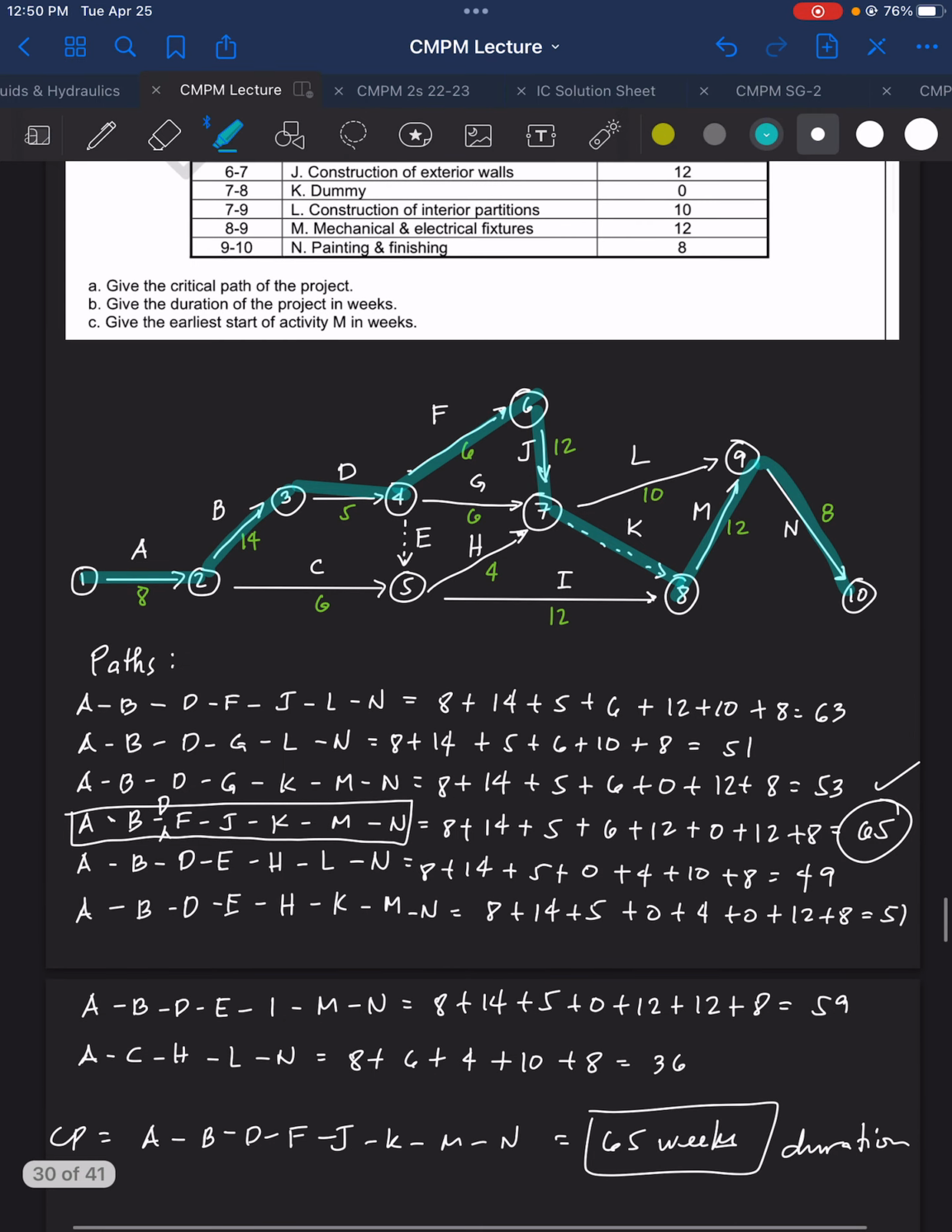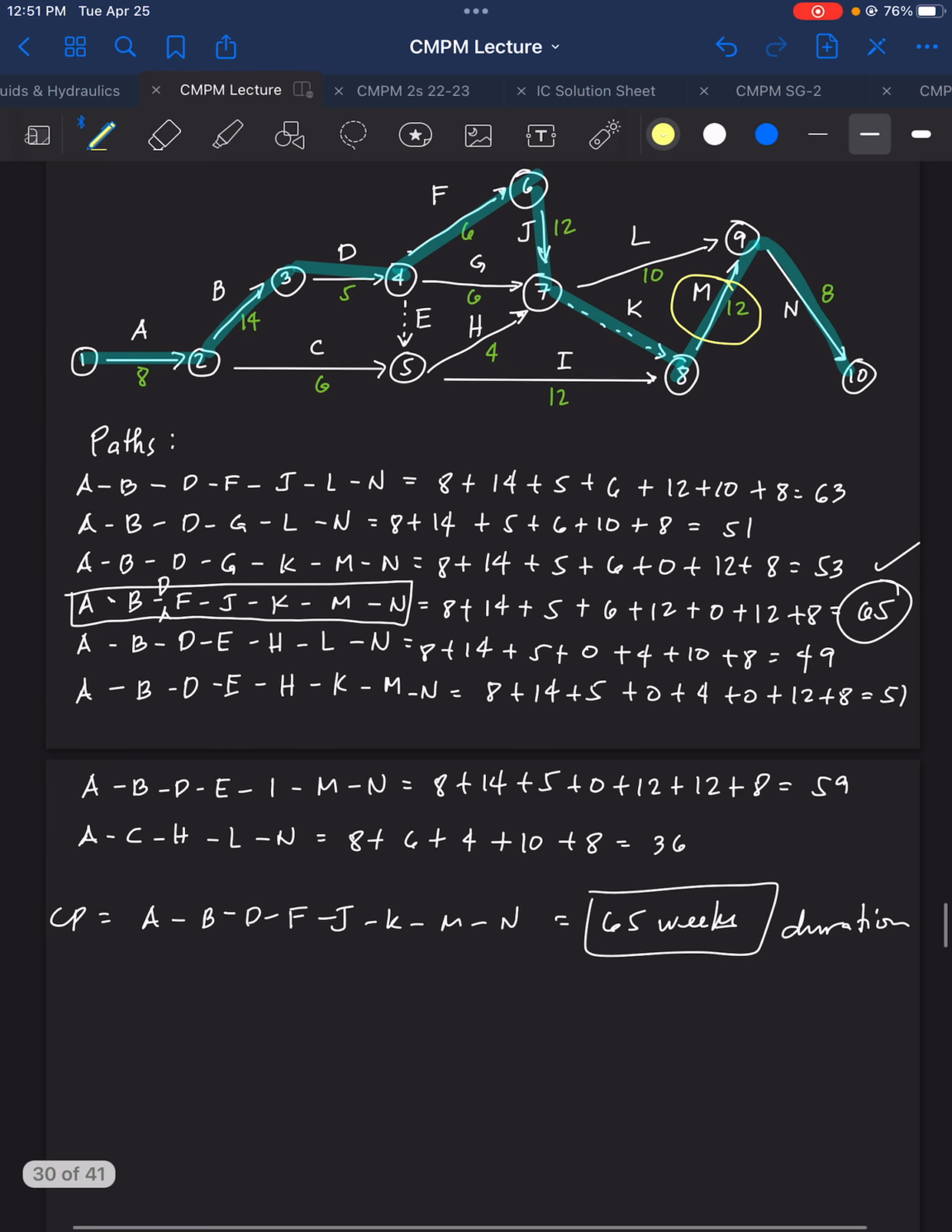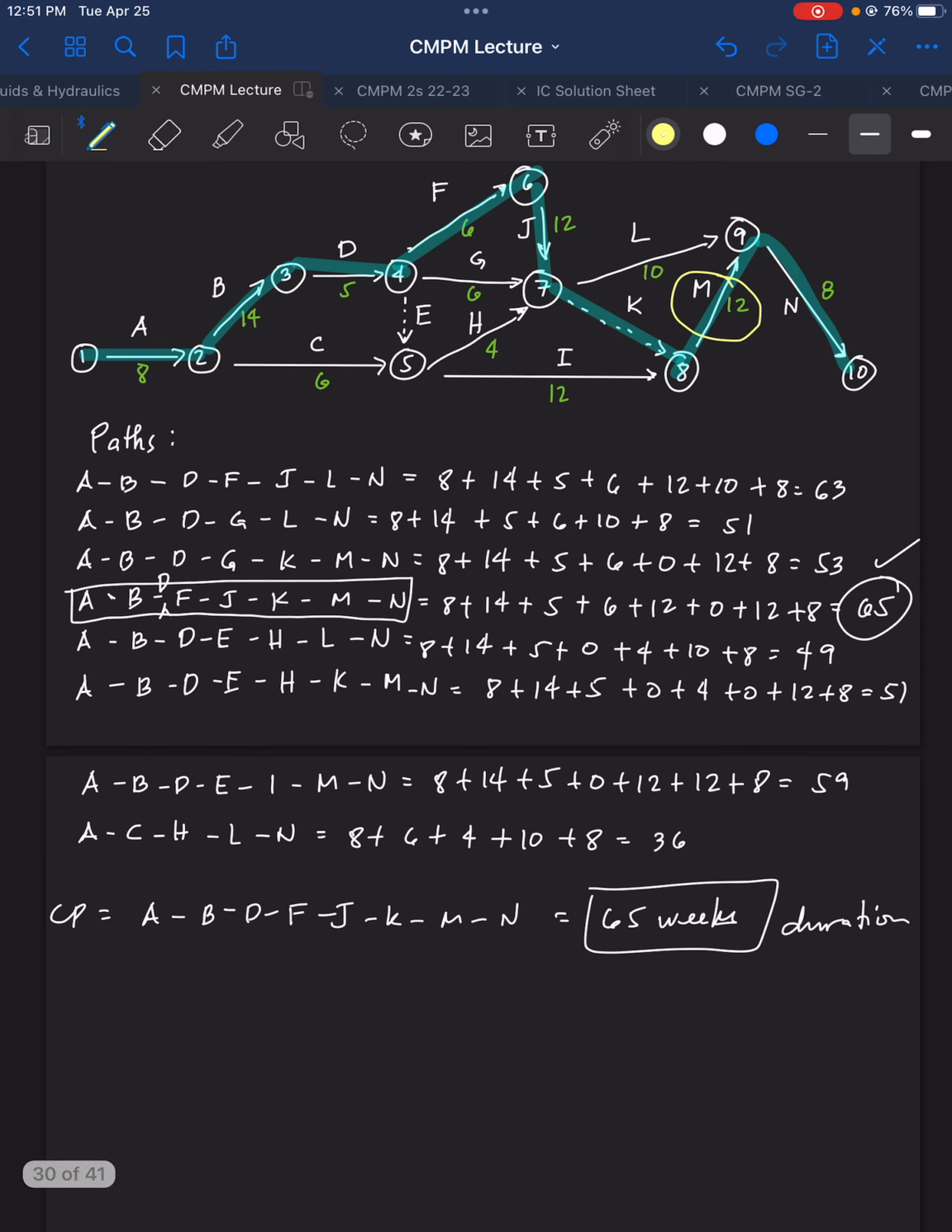Next, so we're able to answer here A and B. Now C, for letter C, give the earliest start of activity M in weeks. So where is activity M? So our activity M is here. Okay, so how it is along the critical path, right? So it is along the critical path. How do we determine now the earliest start for letter C?